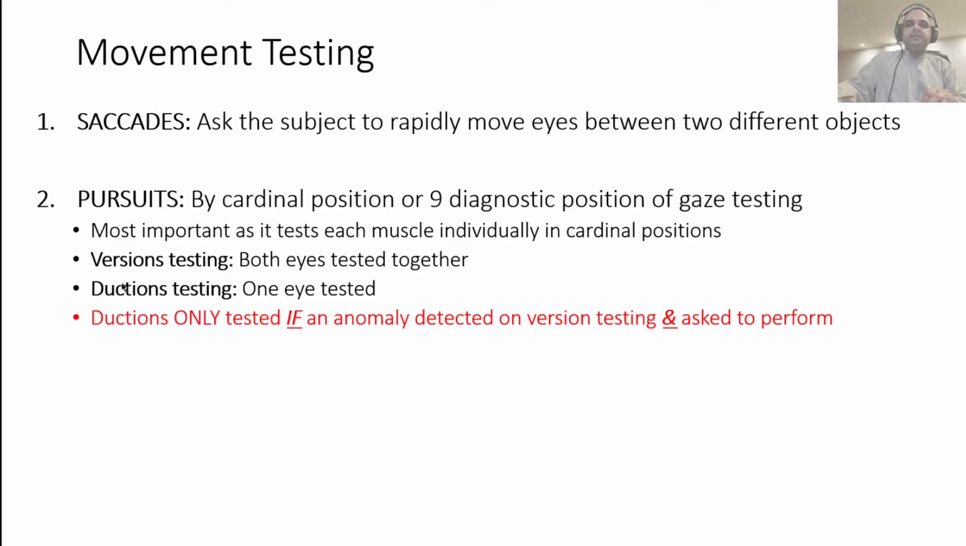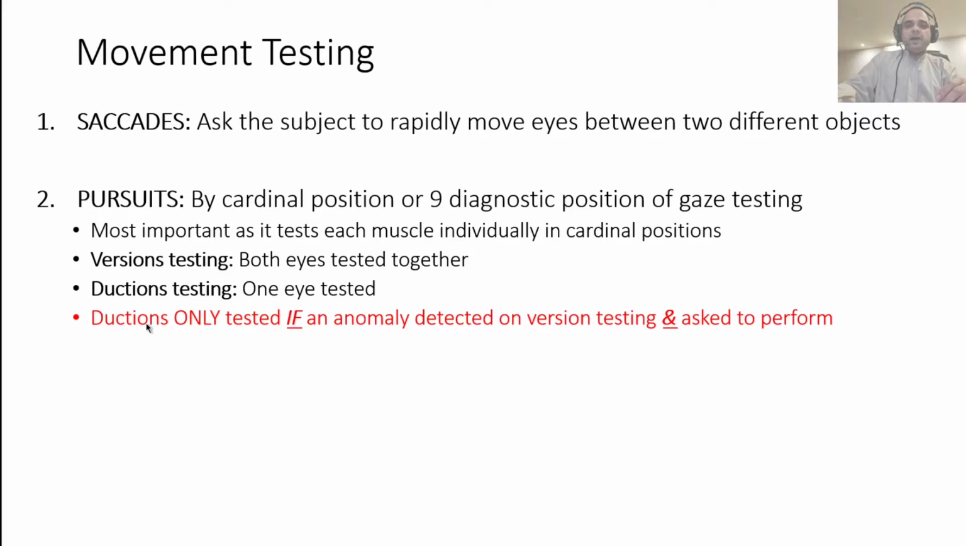Pursuits can be tested in both eyes, while both eyes are tested together, which is called version testing. Or you can check pursuits in one eye. Obviously, you can't stop one eye from moving, so what you do is you cover one eye and you are only checking movements in the uncovered eye. And those are then called ductions testing.